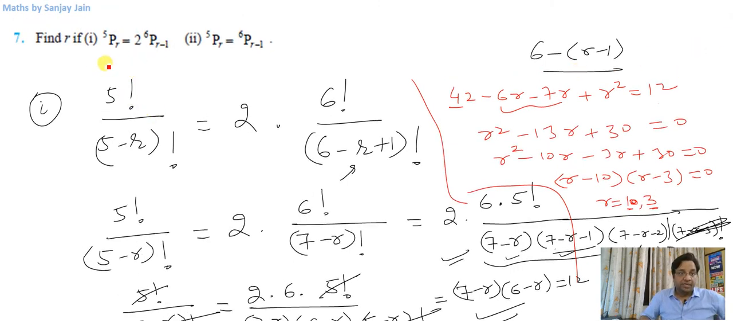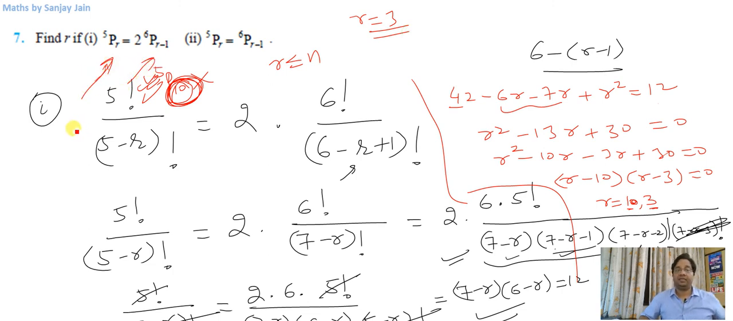R cannot be 10 because if you see the left hand side here, 5P10 is not a valid expression, because I cannot take out 10 from 5, right? So this has to be less than or equal to this. R has to be less than or equal to n. So the only option that I have is 3. R can be 3. And it is very well valid for the left hand side as well as for the right hand side.